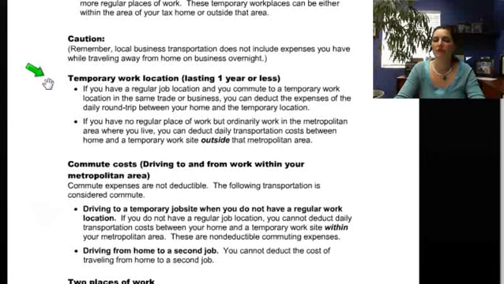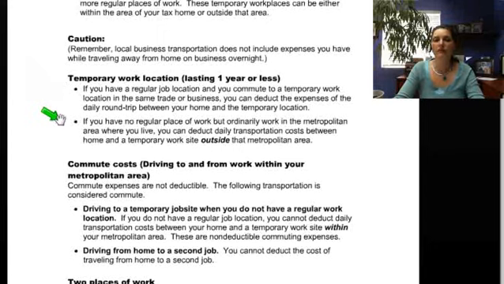So when is local transportation deductible? Well, it has to be temporary generally. So what is a temporary work location? Well, that is a location that lasts 1 year or less. If you have a regular job location and you commute to a temporary work location in the same trade or business, you can deduct the expenses of daily round trips between your home and the temporary location.